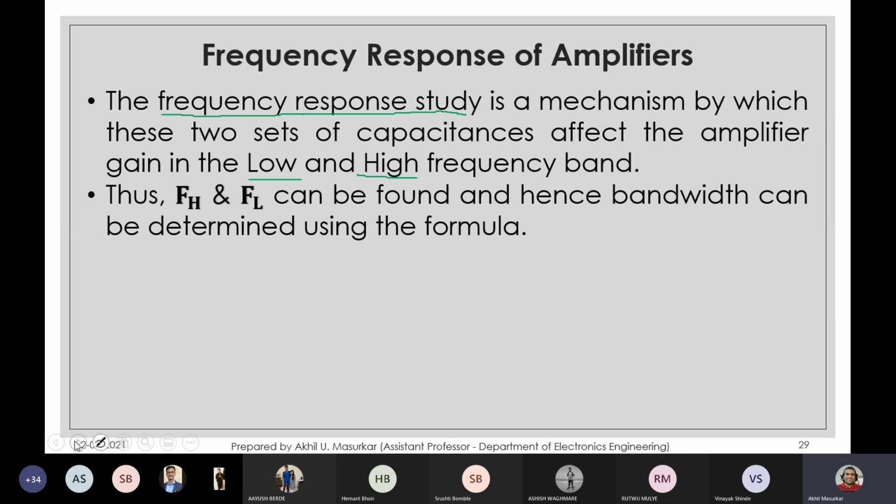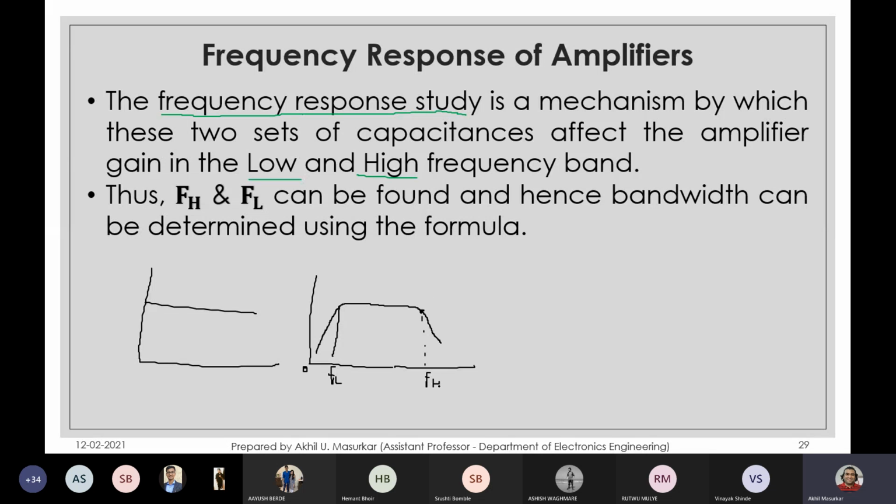Now ideally, it's a question which comes in the Viva: ideally, what should be the amplifier response? It should be a flat response. But generally what we can achieve is like this. So FL must be as small as possible, as close as possible to 0. And FH should be as high as possible.